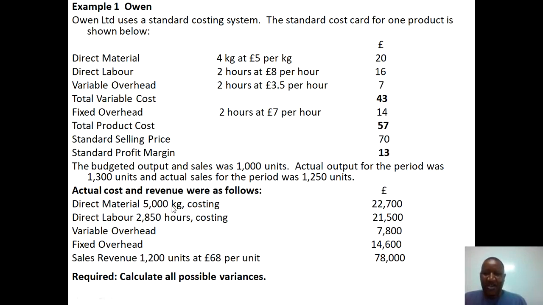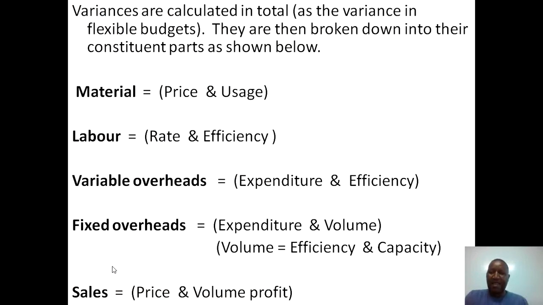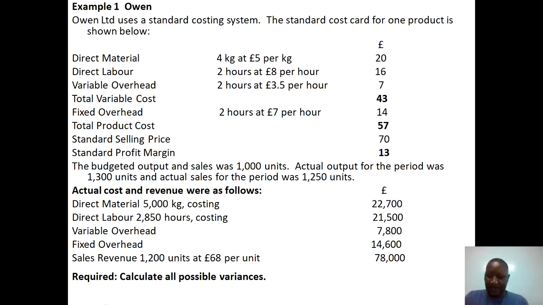Direct materials actually used was 5,000 kg, costing that. Labor hours used was that, costing that. Variable overheads were that. Fixed overheads actual was that. Sales revenue: 1,200 units were sold. It was planned to sell 1,250, 1,200 were sold, and that's the cost. So calculate all possible variances. I've said I'll calculate the first three variances: the material, labor, and variable overhead variances. So let's start.